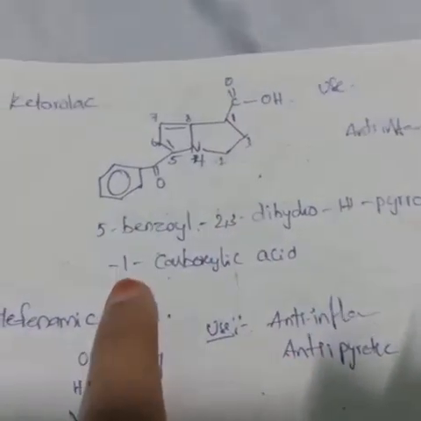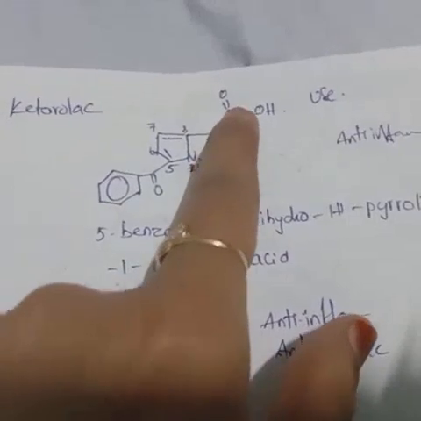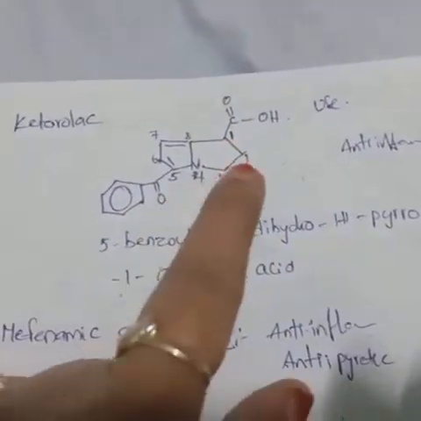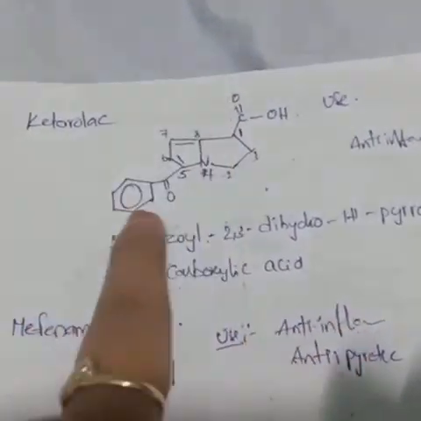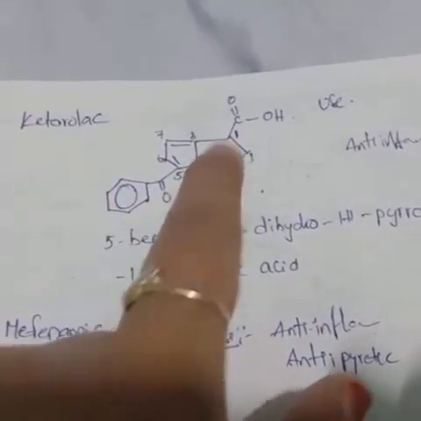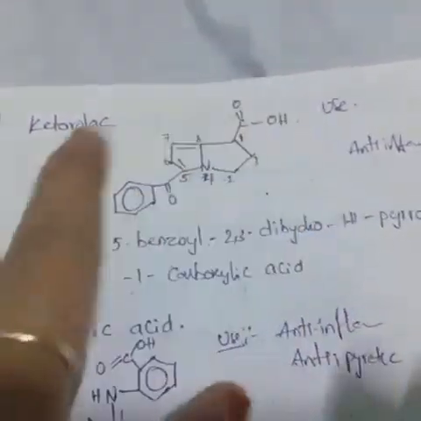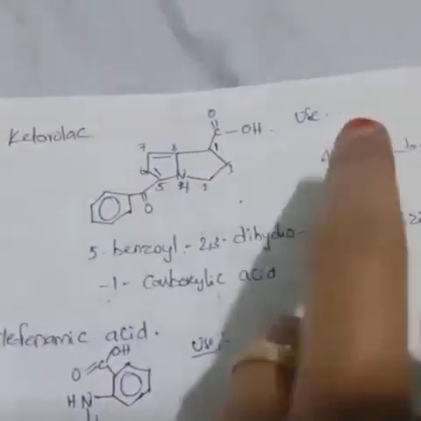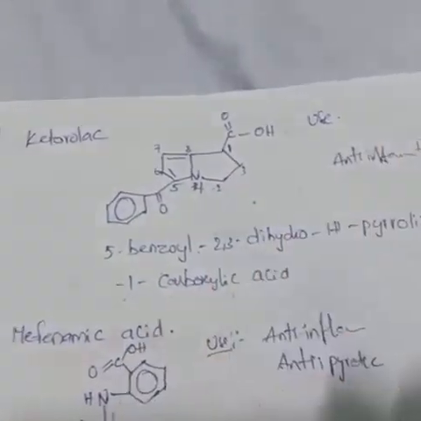Pyrrolizine-1-carboxylic acid. At the first position a carboxylic acid is there. The pyrrolizine structure is this, and the benzoyl group is at the 5th position, and the first position has the carboxylic group, right? This is ketorolac, and it is used as an anti-inflammatory drug.